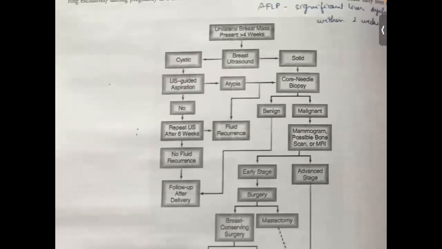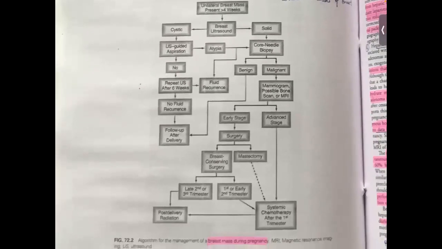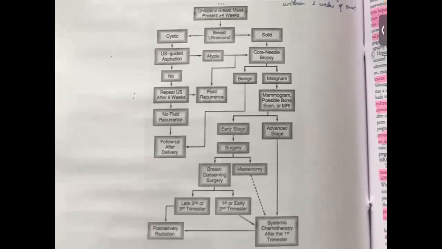So this is the flow chart, just a summary of what we saw now. For a breast mass of more than 4 weeks, we should evaluate with breast ultrasound. If it is cystic, no problem, we just aspirate. If atypia is there, or if there is a solid mass, we should do a true cut biopsy. If it is benign, we can do follow-up after delivery. But if it is malignant, what should we do? We should do mammogram or bone scan or MRI.